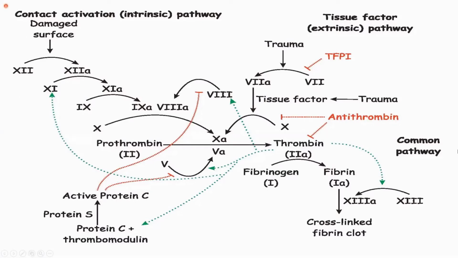While the intrinsic pathway starts whenever there is a damaged surface, factor 12 is activated to factor 12A. Then factor 12A activates factor 11, and factor 11 activates factor 9. Ultimately, factor 8 and factor 9 form the tenase complex, and this tenase complex causes activation of factor 10 to factor 10A. And again, factor 10 with factor 5 is called the prothrombinase complex, and it causes prothrombin to thrombin. So this is a bit complicated, but you can understand by this picture.